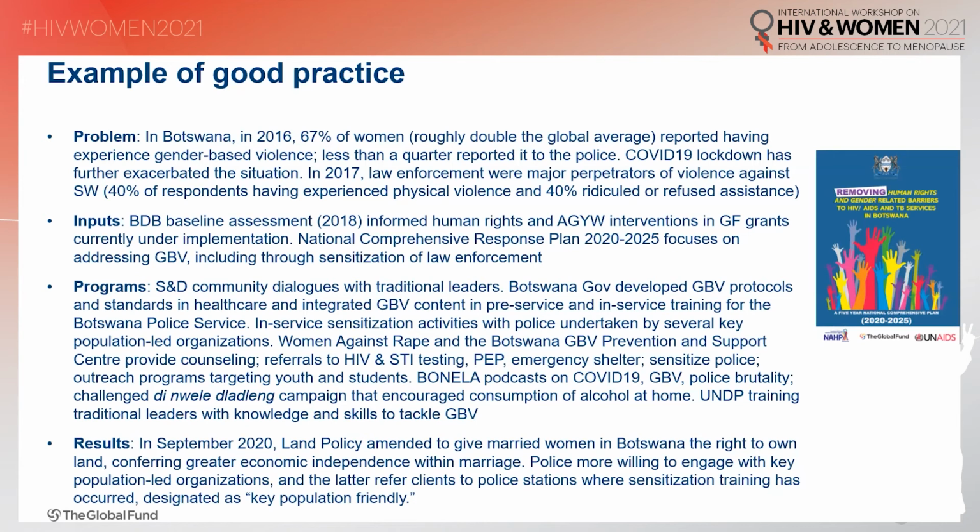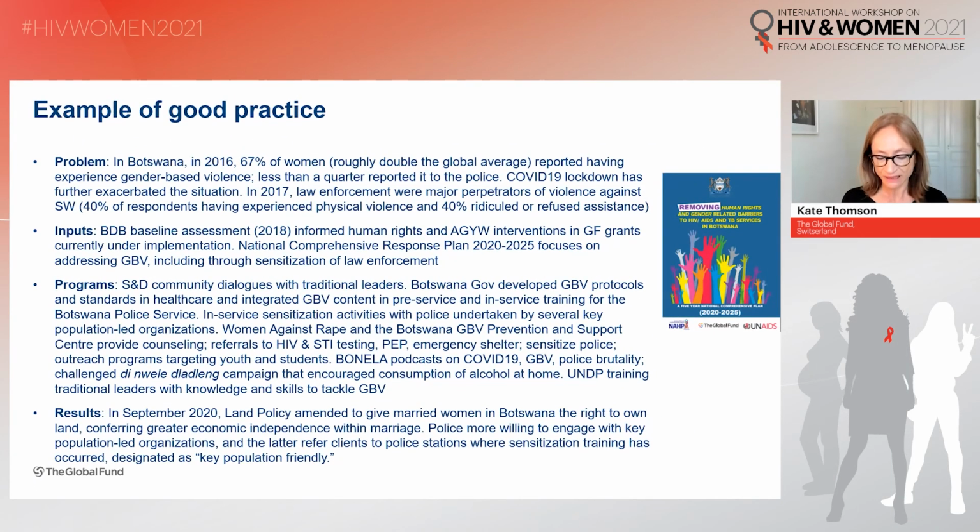Benella, a human rights organisation, has done podcasts on COVID-19 and GBV and police brutality. They also challenged a campaign that encouraged consumption of alcohol at home. And UNDP training for traditional leaders with knowledge and skills to tackle gender-based violence has also taken place. And lastly, and importantly, what change are we seeing? Well, I've talked about some in the programs, but also in September 2020, the land policy was amended to give married women in Botswana the right to own land, conferring greater economic independence within marriage. And the police are now more willing to engage with key population-led organisations, and the latter refer clients to police stations where sensitization training has occurred, designated as a key population-friendly space.